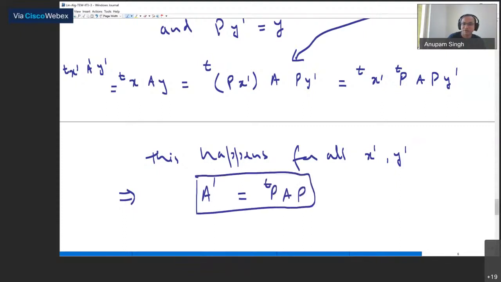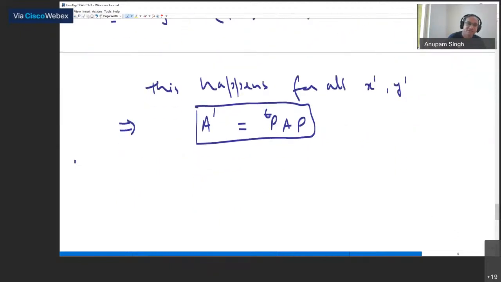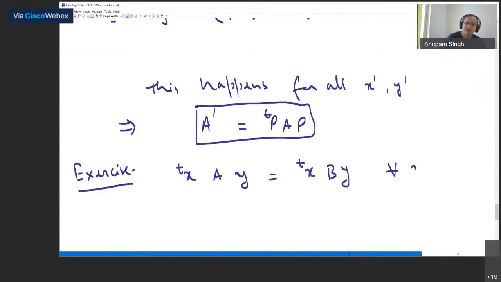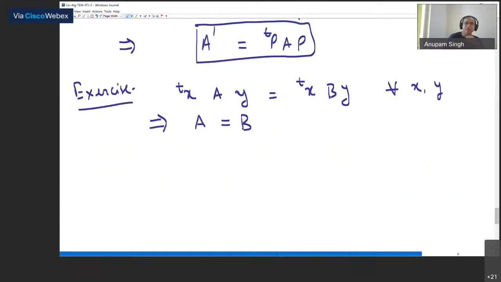So maybe I should tell you what the exercise is. Let me write here. Suppose I have matrices A and B such that x transpose A y equals x transpose B y, and this holds for all x, y. Here x and y are column vectors, and A and B are matrices. Then show that A equals B. This is the exercise.